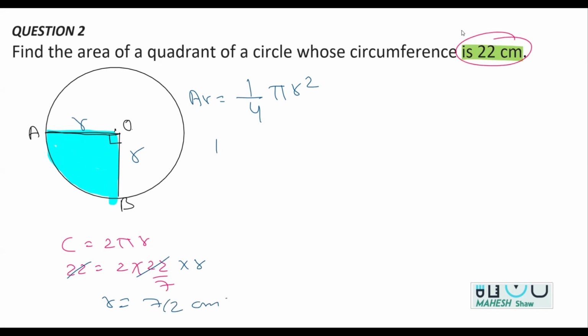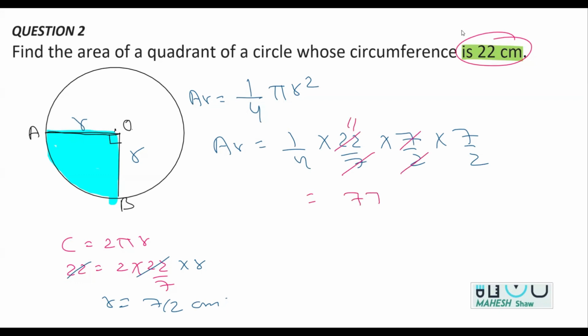Now next is what? Simply plug in the value of pi as 22 upon 7 and the radius as 7 over 2. So it's r squared, 7 over 2 into 7 over 2. Some calculation: 7 and 7 get cancelled, 2 with this as 11. So what we are getting is 77 in the numerator, and 2 into 4 is 8. So this much centimeter square is the area of the quadrant. That will be the answer for this.